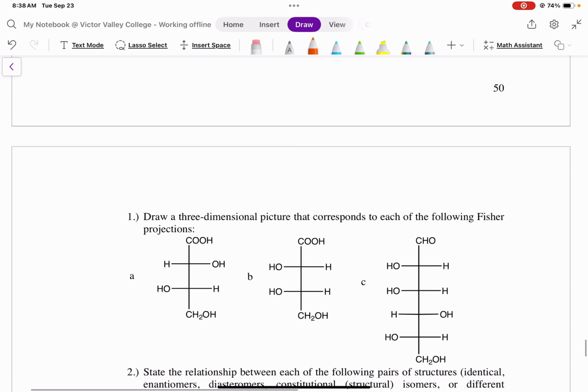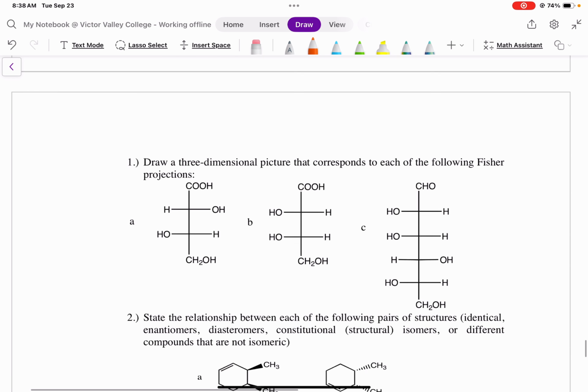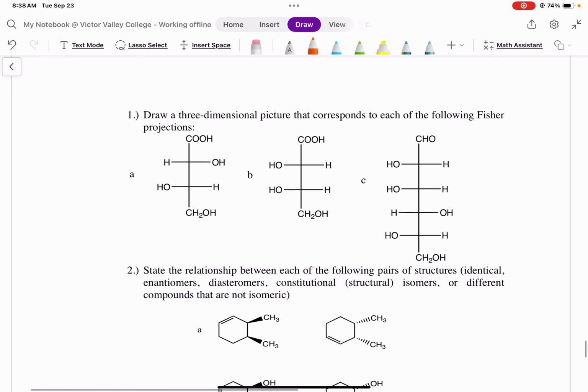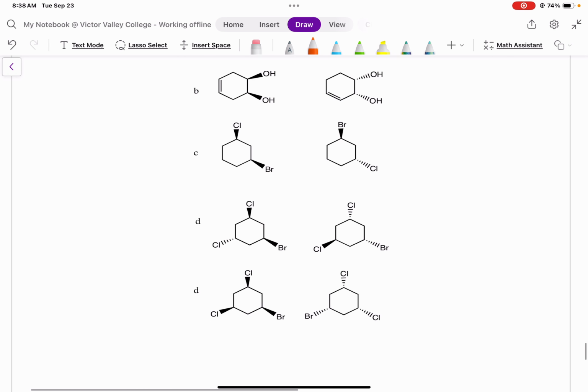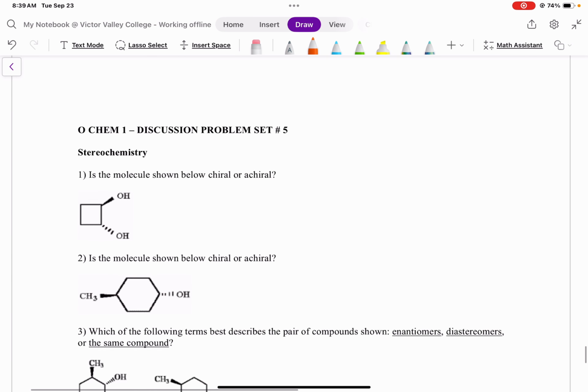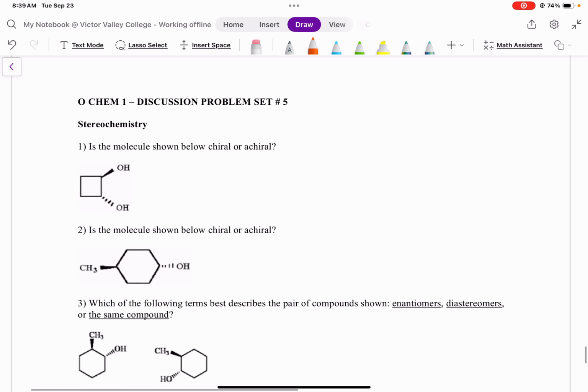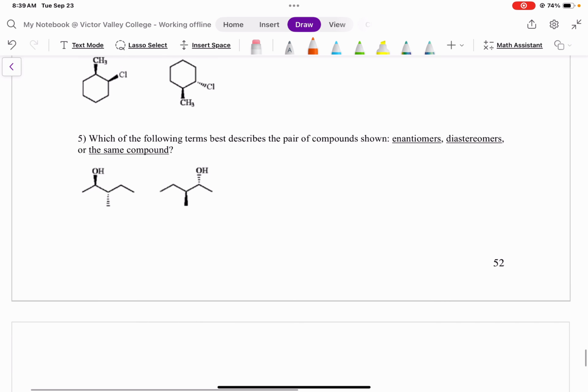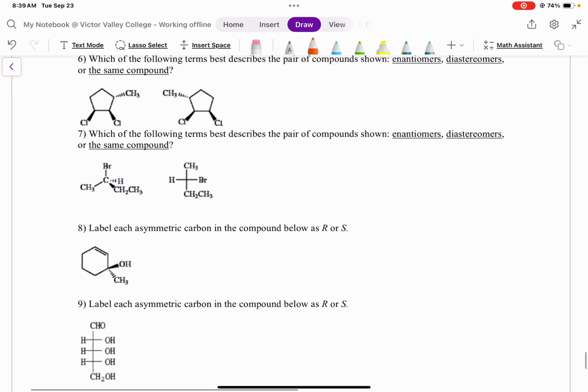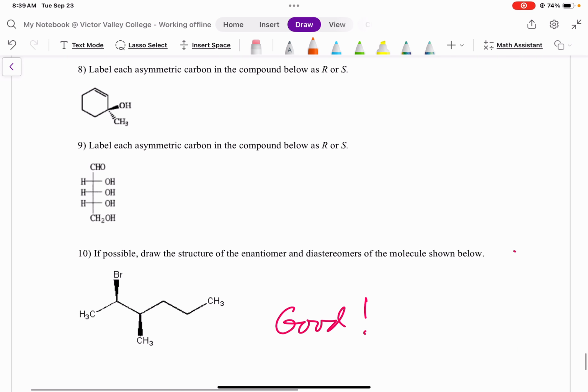Okay, great. There are a few additional problems here for practice, and let's give it a try, and then we can talk about it. And here's your homework, discussion problem set. Give it a try, check the answer key, and we can discuss them in the class.